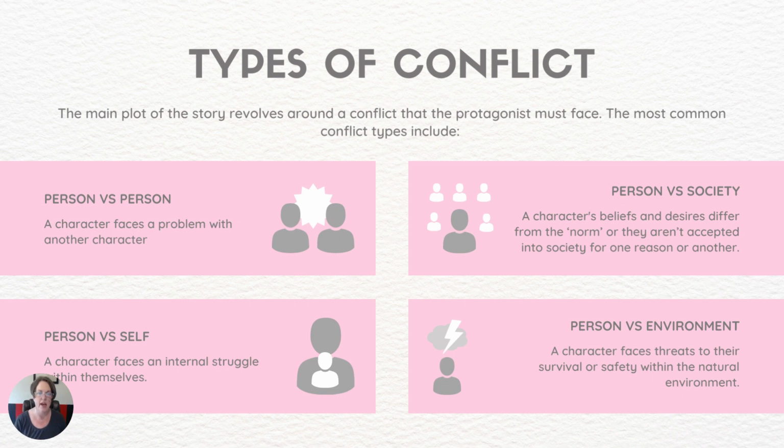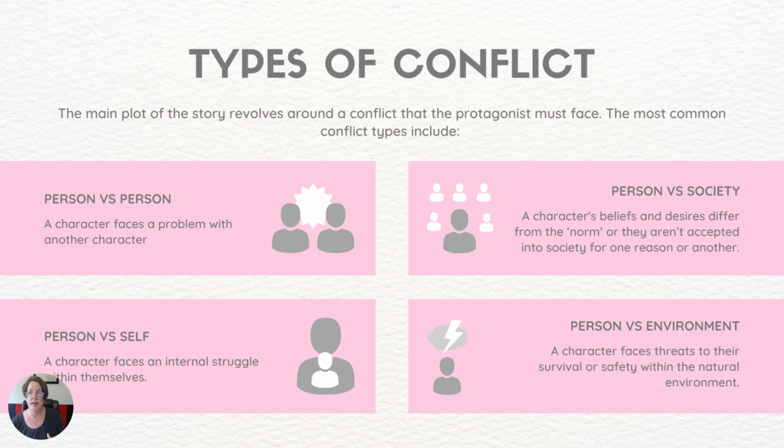But most typically, we have person to person, person versus self. This is often something that we see in literacy narratives. A character faces an internal struggle within themselves. If you think about Malcolm X, there was an internal struggle in his whole experience learning how to read and learning how to write while he was in prison. There's also a little bit of person versus person conflict there. He's conflicted within himself, but he's also dealing with other people.